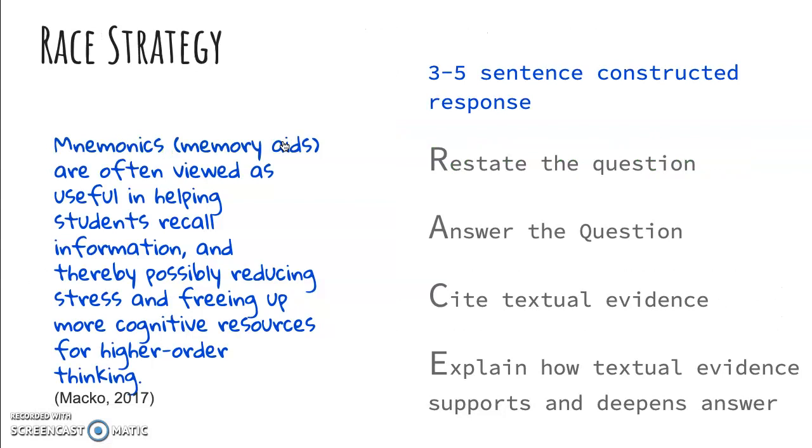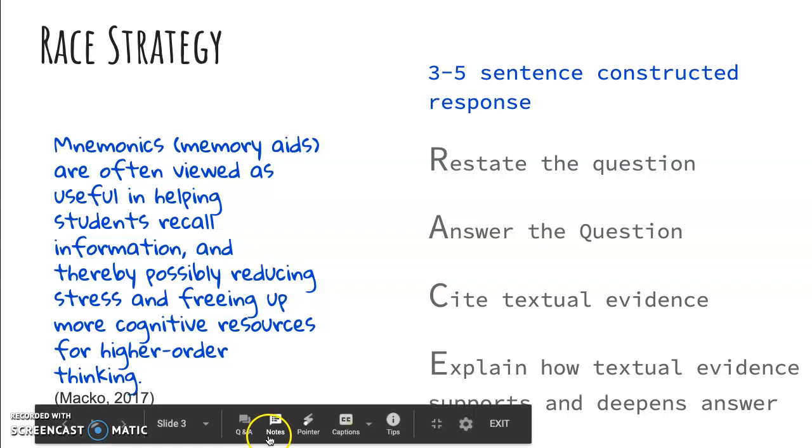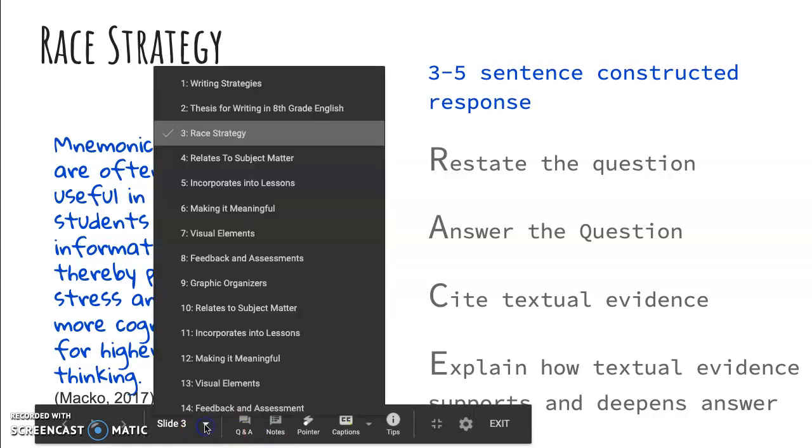For mnemonic devices, I use the RACE strategy, which is used for 3 to 5 sentence constructed responses, where students restate the question, answer it, cite textual evidence, and explain how textual evidence supports and deepens the answer.